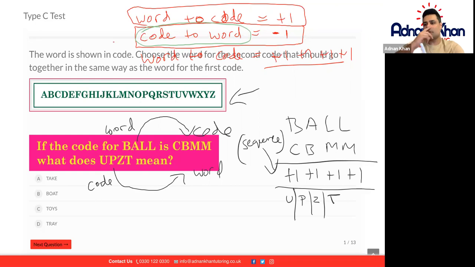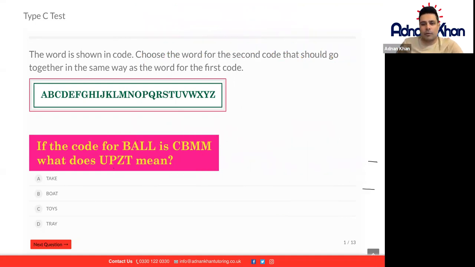Okay, so Ania, finish us off for this. So then, U take away 1 is T, P take away 1 is O, Z take away 1 is Y, and T take away 1 is S. So your answer is toys. Toys, because we're making a word, aren't we? Yeah. So straight away we know that's the case. So well done for that. So let's go for toys.